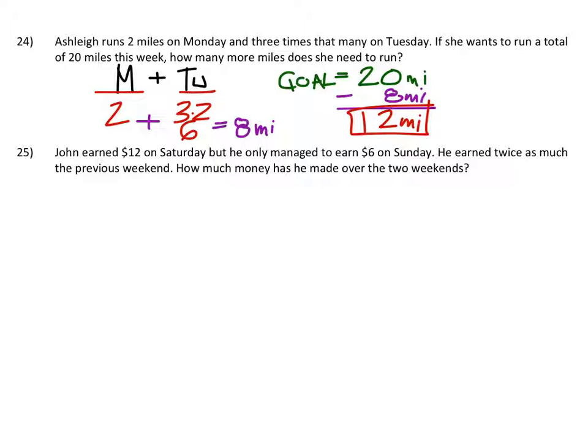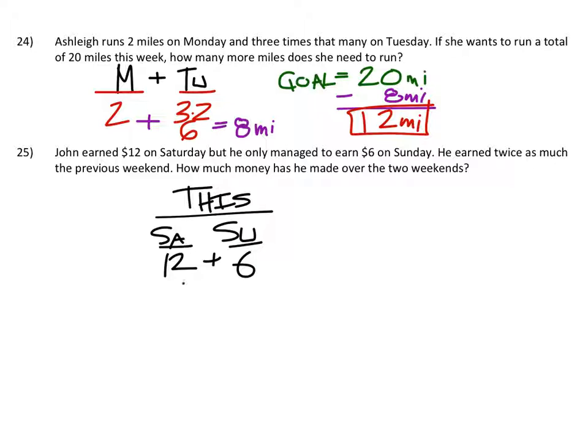John earned $12 on Saturday, but he only managed to earn $6 on Sunday. He earned twice as much the previous weekend. How much money has he made over the 2 weekends? So this weekend, specifically, you've got Saturday and Sunday, which was 12 and 6, which we'll add. So this weekend, he's got $18.